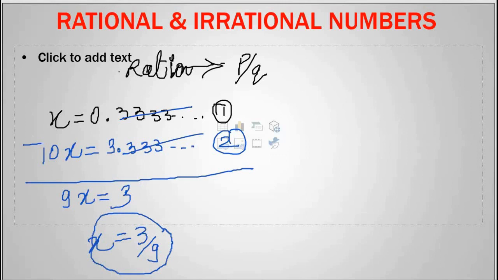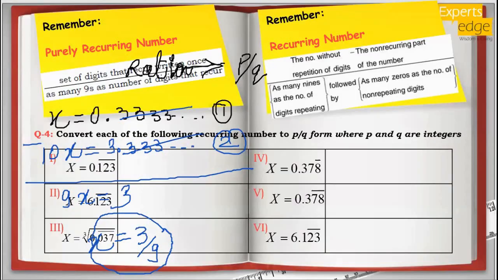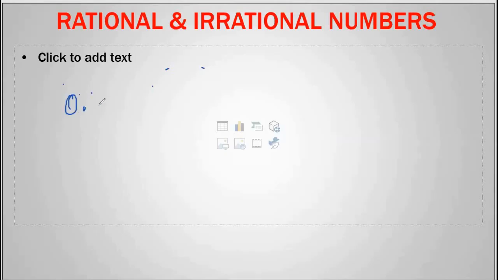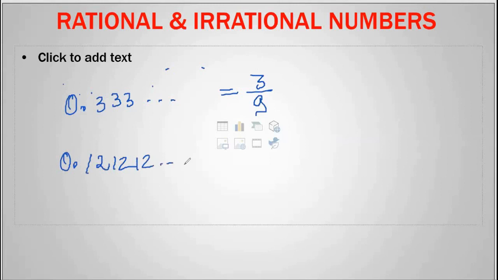So you can just summarize this. If a number is purely recurring, the straightforward answer will be the set of digits that recurred, written once, upon as many 9s as there are digits. Like in the last example, it was 0.333. Which digit was recurring? It was 3. And how many digits were recurring? Only one digit, so we will get only one 9. Let's say if I say 0.121212, which digits are recurring? 12. How many digits are recurring? Two, so that is 12 upon 99.